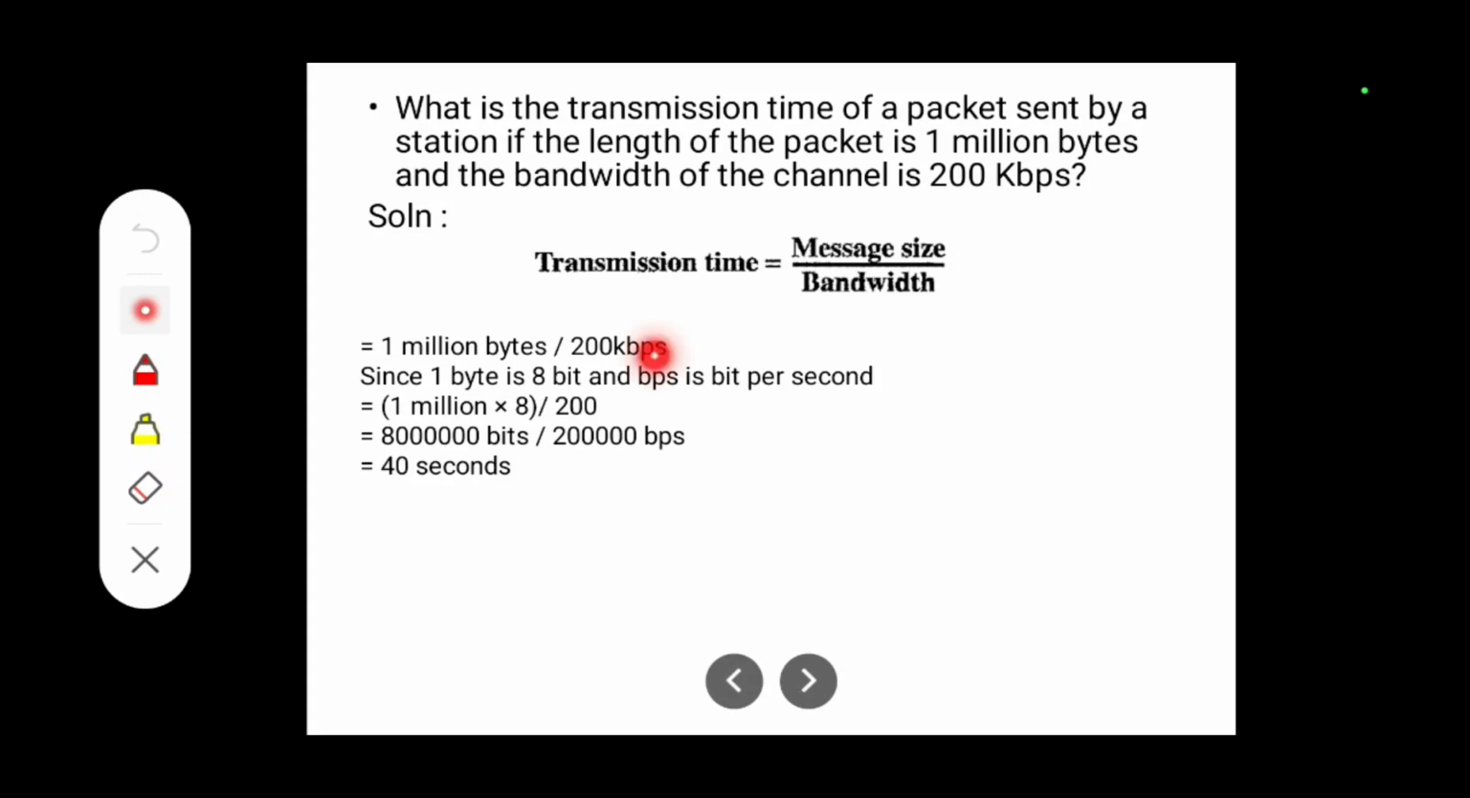Okay, 200 kbps, that has to be converted into bps. So again, 1 million into 8, it is equal to this one. 8 into 10 raised to 6 divided by 2 into 10 raised to 5. So it is 40 seconds.